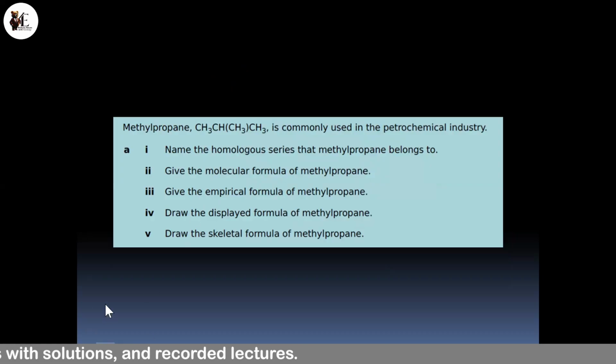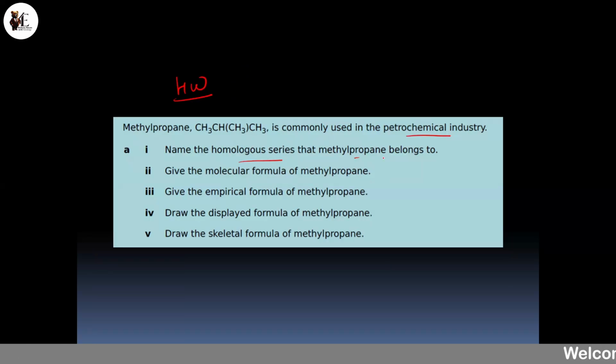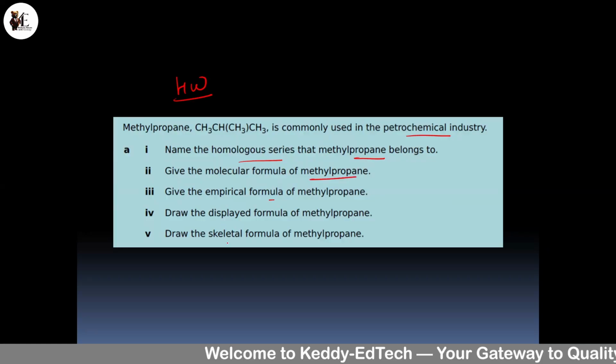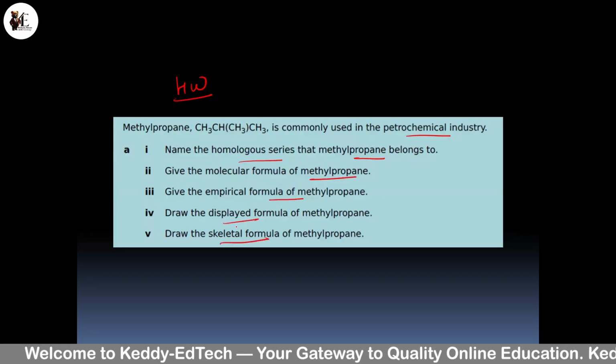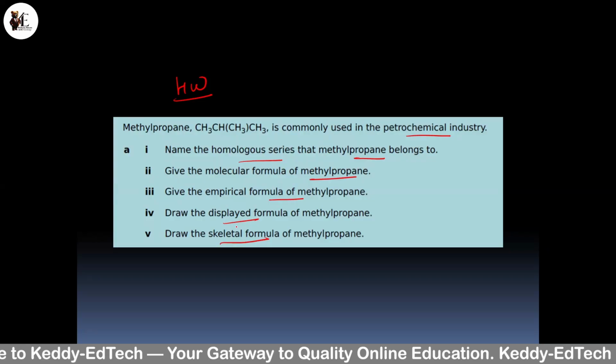So this one is also your homework question. Write it down. Methylpropane is commonly used in the petrochemical industry. Name the homologous series that methylpropane belongs to. Okay. Homologous series we have already studied: alkane. Give the molecular formula, empirical formula, condensed formula, and skeletal formula of methylpropane. You have to write all these formulas for methylpropane. So you have to do it in your homework. Note it down.